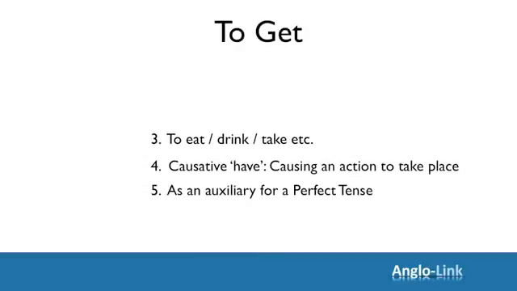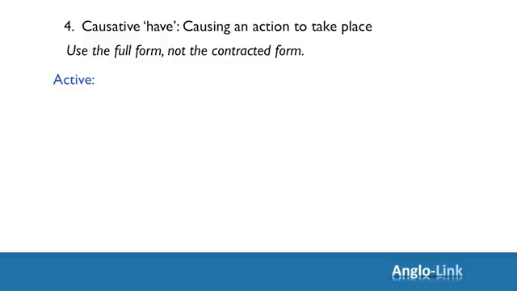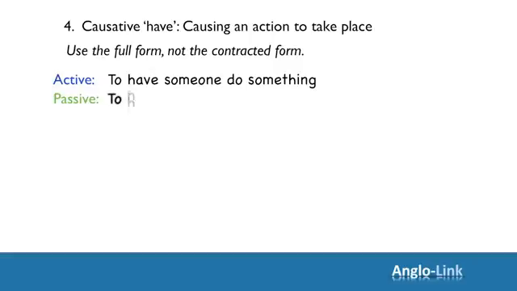Okay, let's look at the causative have now. The causative have also is the main verb, and therefore you must use the full form. There are 2 possibilities. It can be active or passive. In the active sense, you say to have someone do something. In the passive construction, it is to have something done. Let's look at some examples.